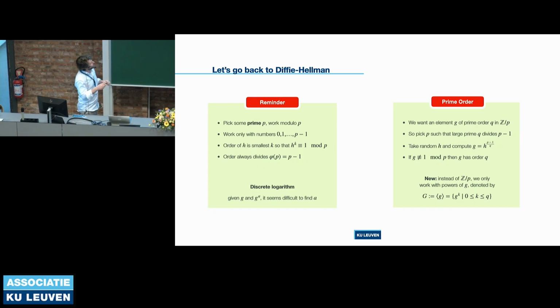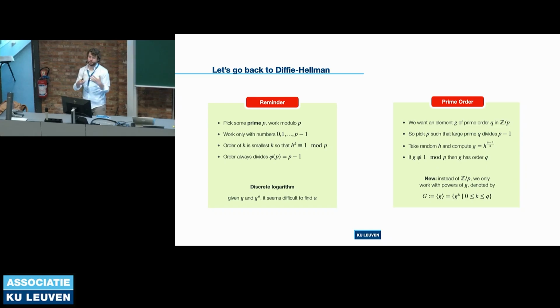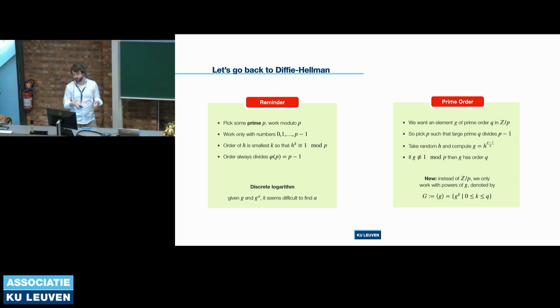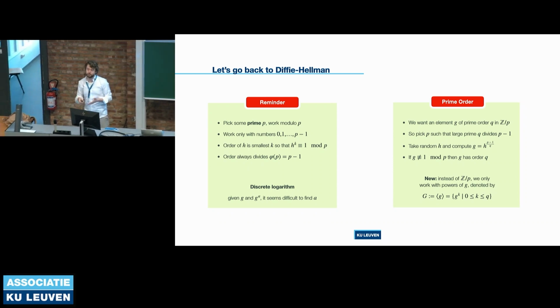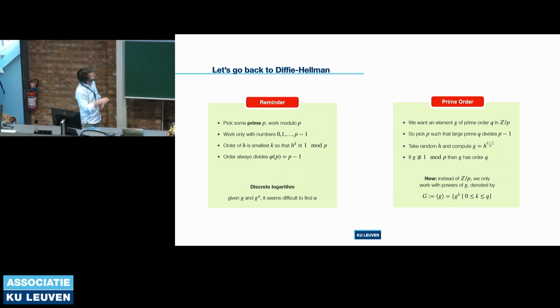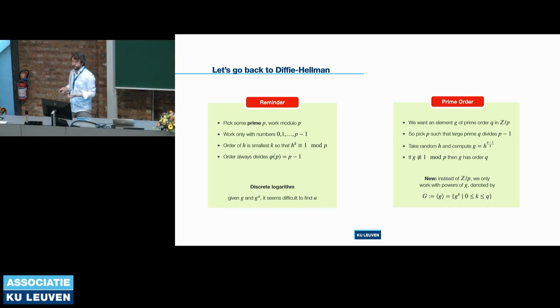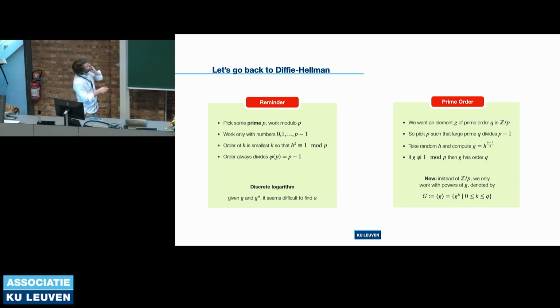You can take a random h and compute this element, h to the power of (P minus 1) over Q, modulo P. And this gives you an element G, and this element G is either going to be 1, but very often it's not. If it's something else, it's going to be an element of order Q. Because if you raise G to the power Q, in total you have raised h to the power P minus 1, and any order divides P minus 1, so it's always going to be 1. So the resulting element G now has order Q.